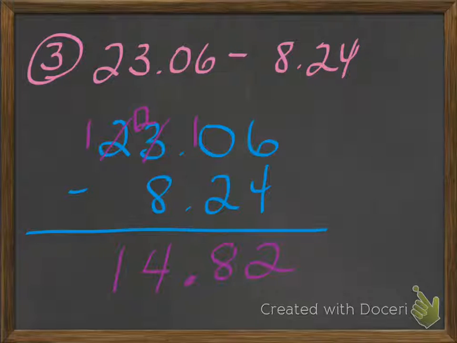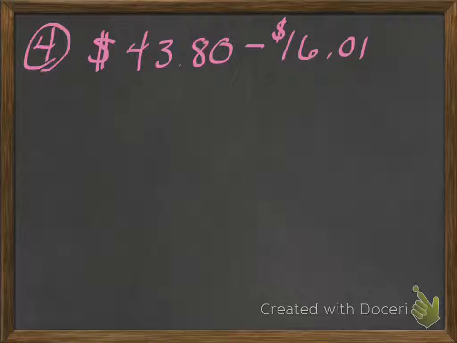Okay, I lined up my decimals. I did not have to add any hidden zeros in there, but I did have to borrow, and I actually had to borrow twice right there, and I got an answer of 14 and 82 hundredths. Number 4, $43.80 minus $16.01.